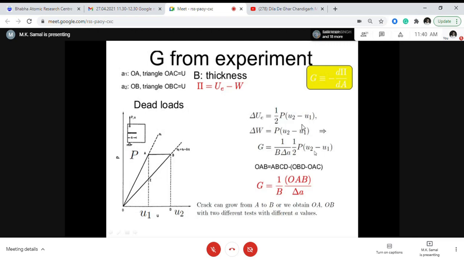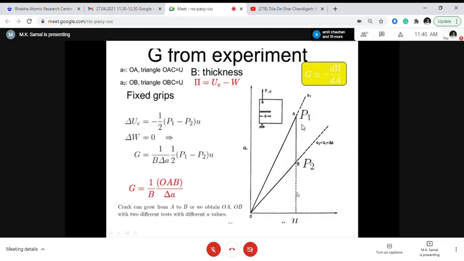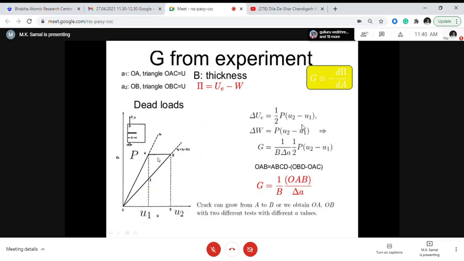In terms of geometry, it is the same thing: 1 by B, the area OAB divided by delta A. When the point is moved from A to B, this is the area AOB. So the expression remains the same, but the area will be different.